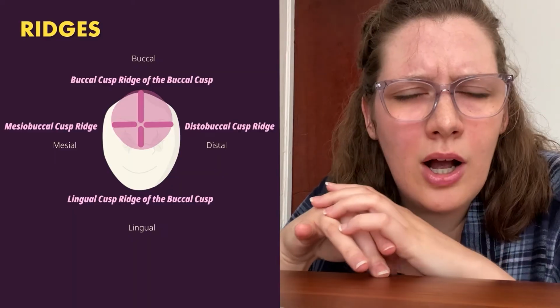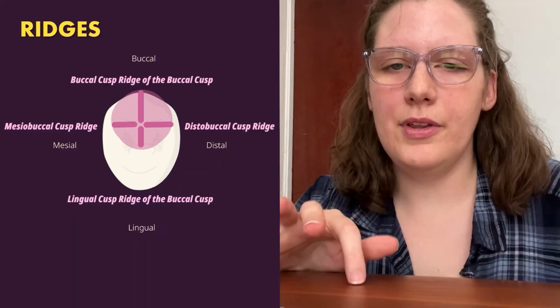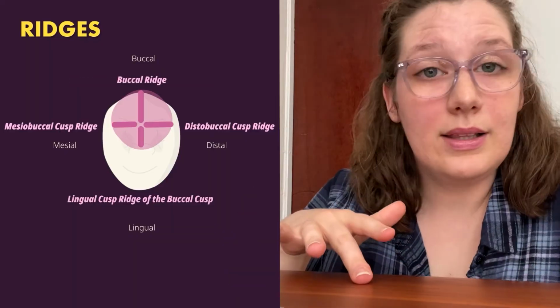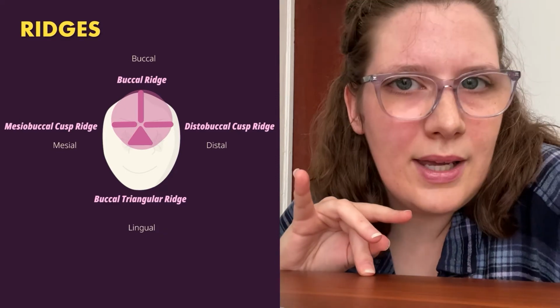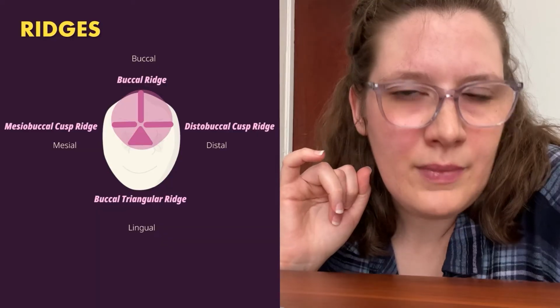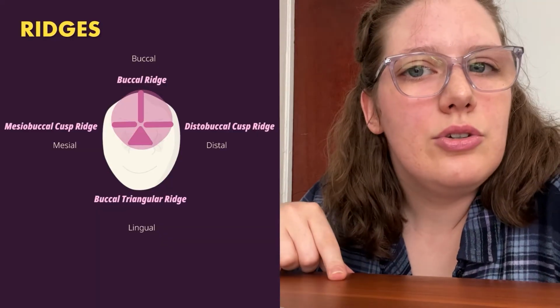But we're going to prefer our alternative names for the buccal and lingual cusp ridges. For the buccal cusp ridge, just the buccal ridge. We saw that from the facial. For the lingual cusp ridge, we prefer to call that our buccal triangular ridge, because that's the triangular ridge coming from the buccal cusp. And a triangular ridge is a ridge coming from our cusp tip to our central groove.